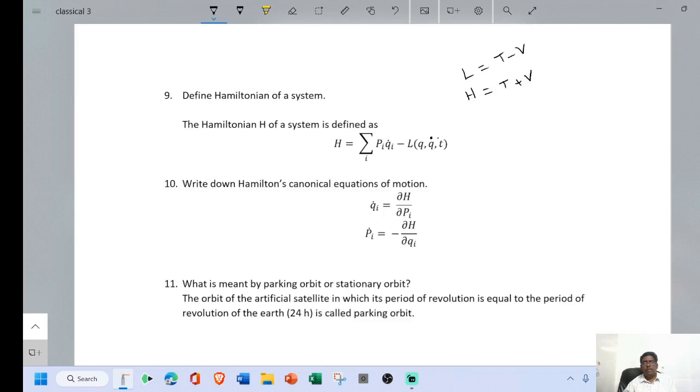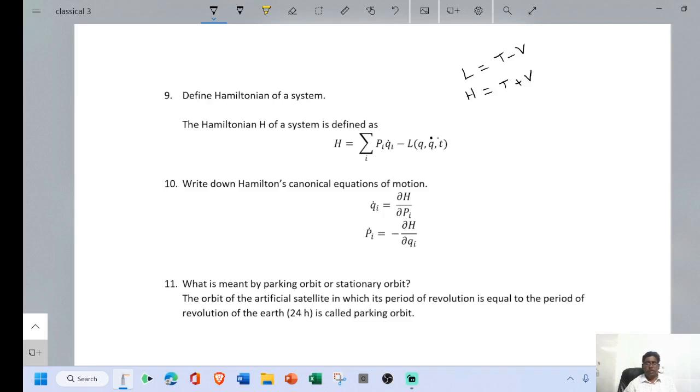Write down Hamilton's canonical equations of motion. q i dot equal to dou H divided by dou p i, whereas p i dot equal to minus dou H divided by dou q i. These two equations are called canonical equations of motion.